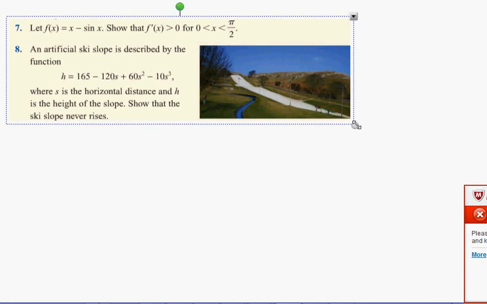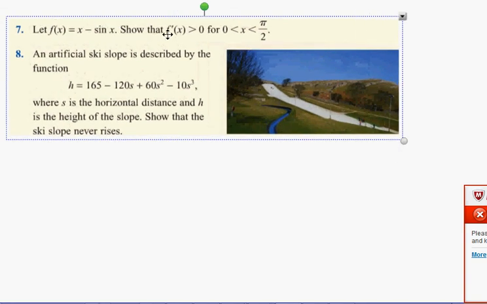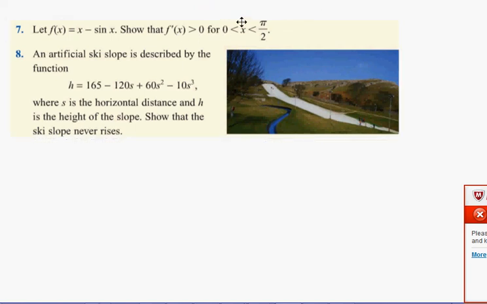Let f of x be x minus sine x. Show that the first derivative is bigger than 0 for values of 0 less than x less than pi over 2. Let's differentiate. What do we get? We're going to get 1 minus cos x. We have to prove this is greater than 0.